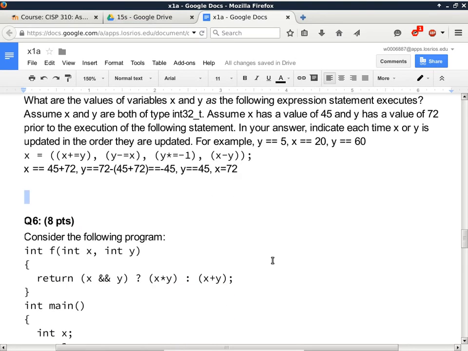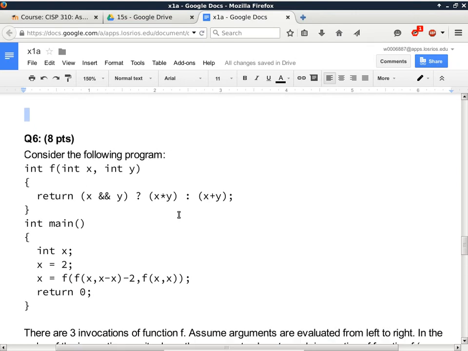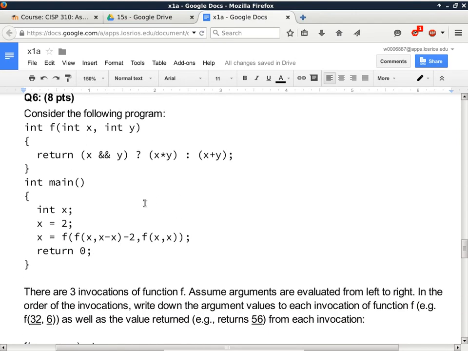Question number 6 is worth 8 points, so it's kind of on the high side, but still not 10 points, which is the maximum. The next one has 10 points. So question number 8 asks you to consider this entire program.